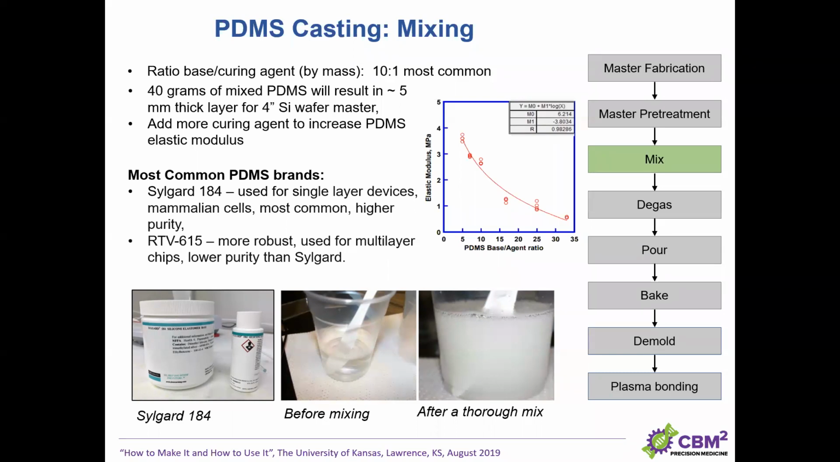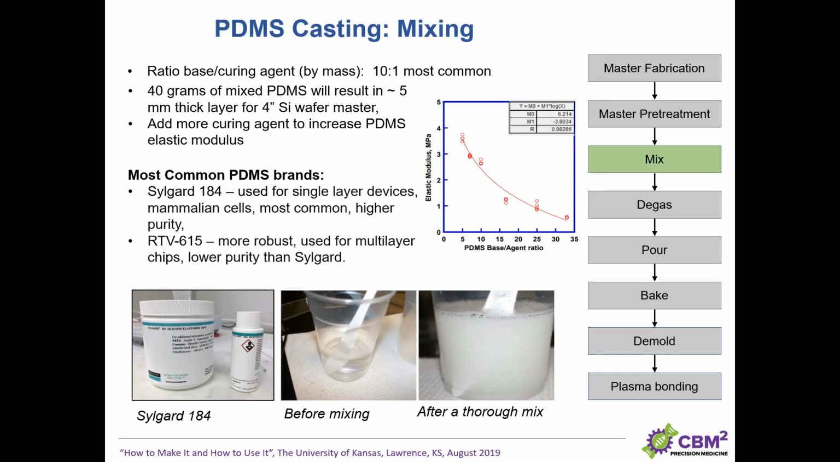There are 2 most commonly used brands of PDMS. One is Sylgard 184 from Dow Corning. This is used typically for single layer devices. It has higher purity than the other brands, it is the most commonly used material, and it takes well to culturing mammalian cells. The other one is RTV 615, which is more robust. It's used for multi-layer chips and valve fabrication. However, it typically has lower purity than Sylgard.